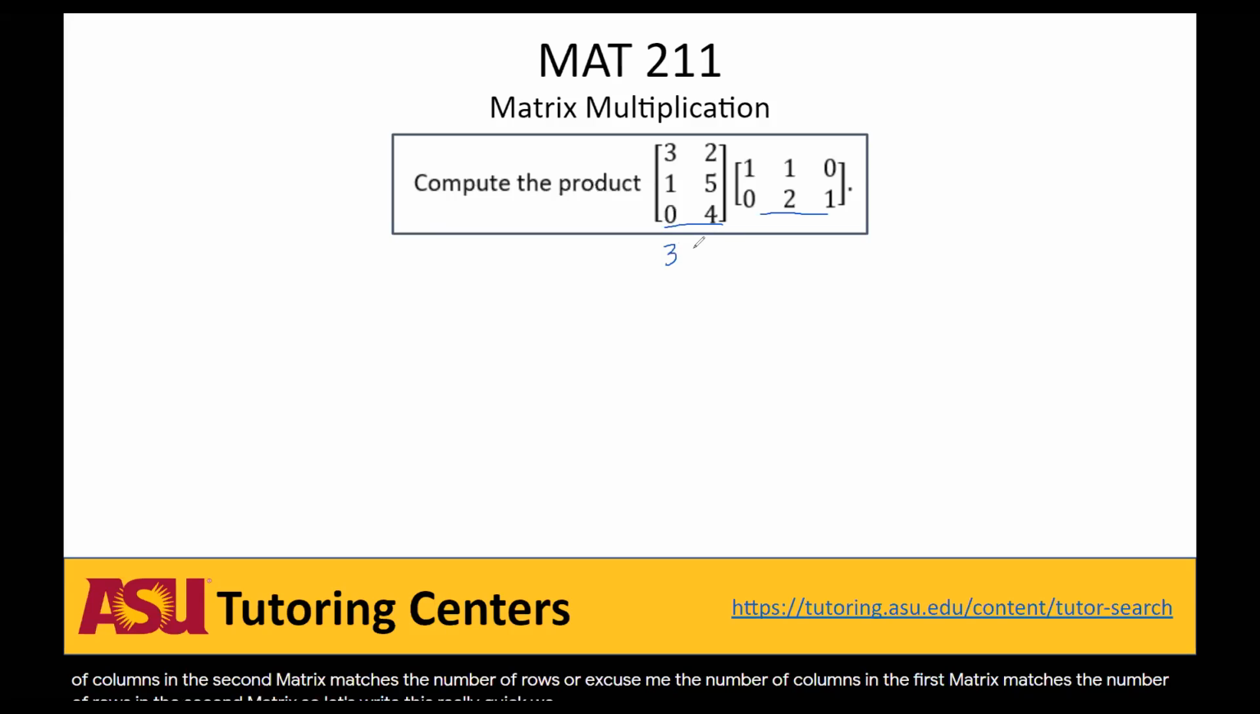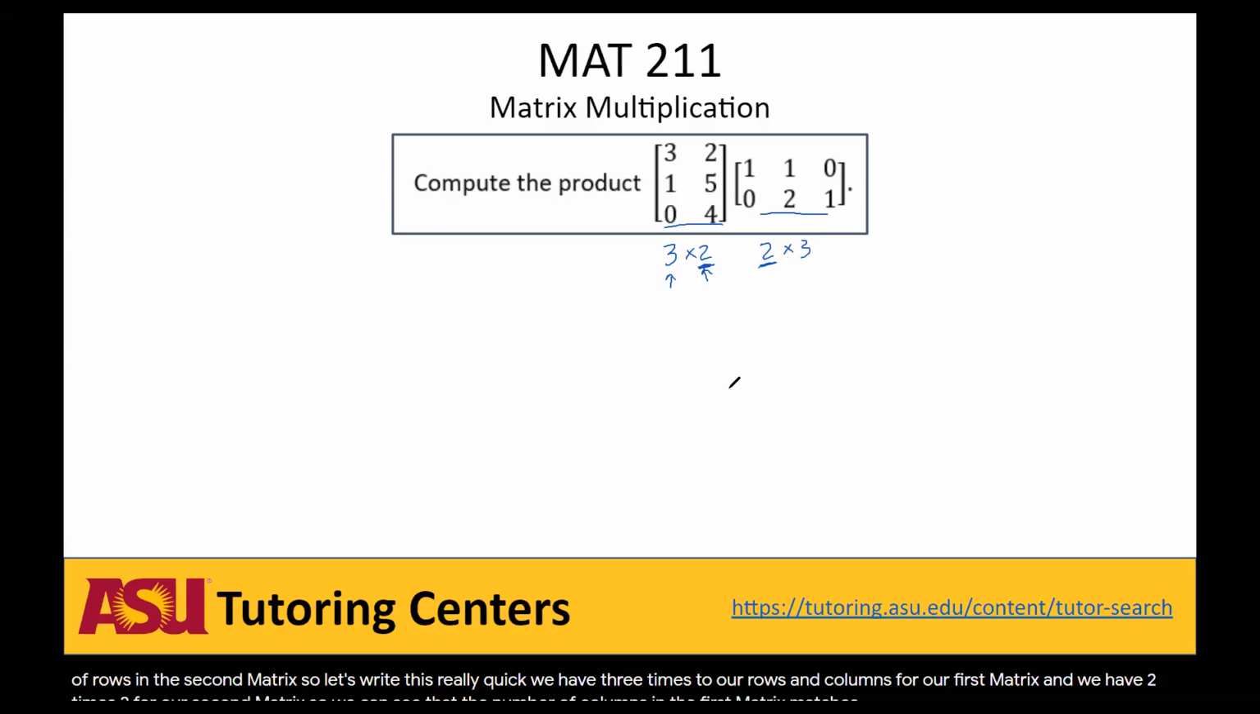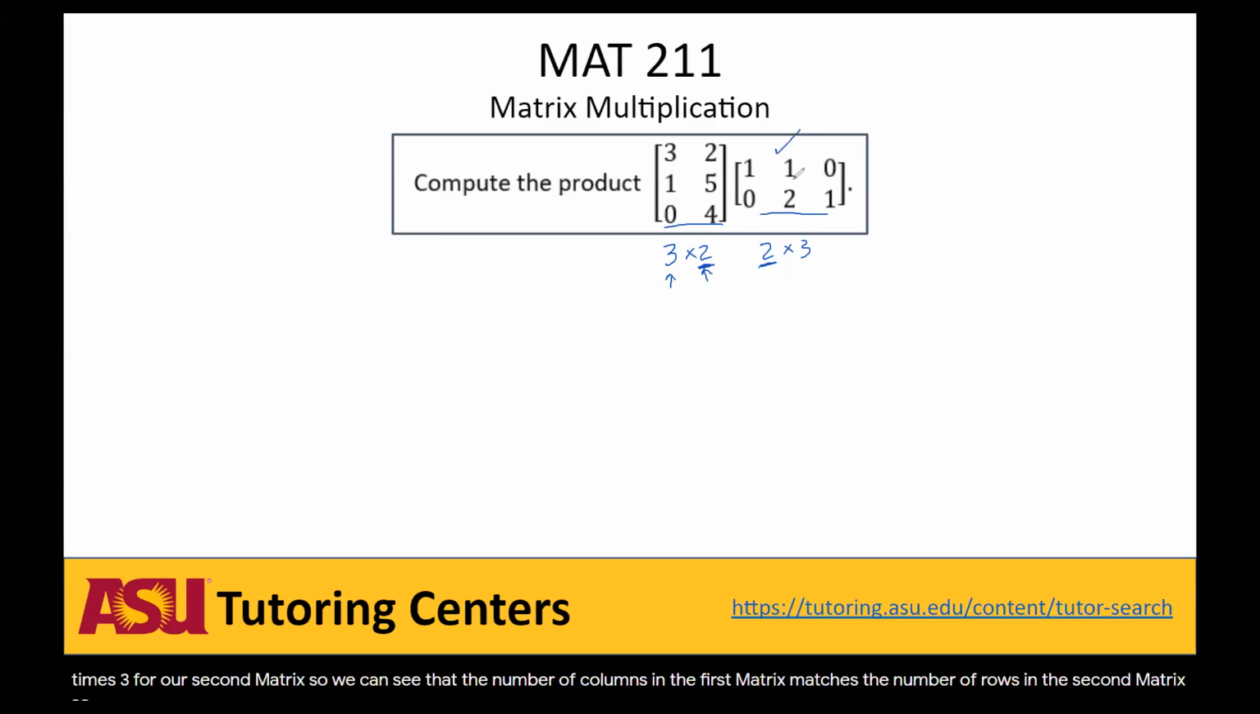We have 3 times 2, our rows and columns for our first matrix, and we have 2 times 3 for our second matrix. So we can see that the number of columns in the first matrix matches the number of rows in the second matrix. So this is absolutely possible to do.